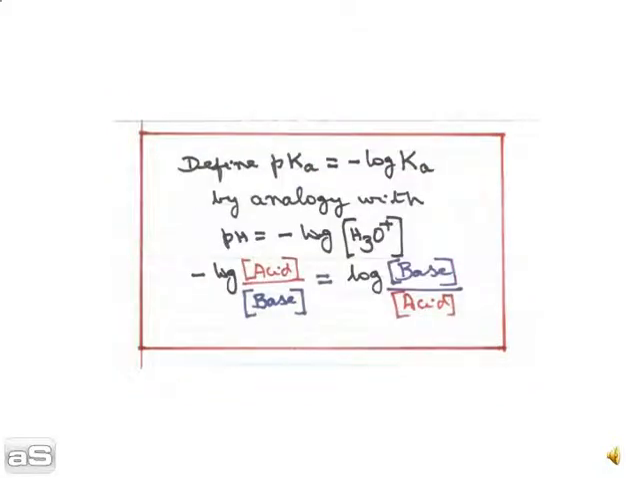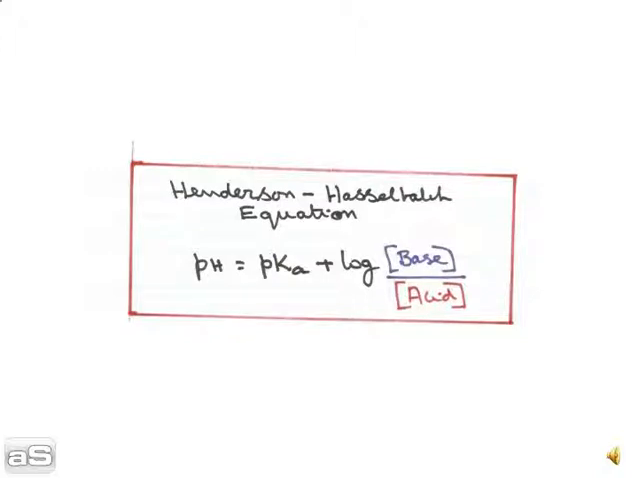Now, we can define a term called pKa, which is equal to minus log Ka. Ka is the dissociation constant of the weak acid. This is by analogy with pH equal to minus log H3O+. So, minus log of acid to base concentration will be equal to log of base to acid concentration. Now, the Henderson-Hasselbalch equation is pH is equal to pKa plus log of base to acid concentration.